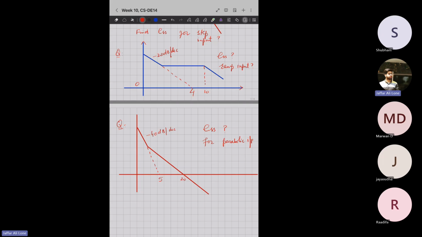Radhifa, join now. You're late today, and we have already solved some questions. So everyone, please solve this question. What did you get as the answer for the steady state error for ramp input? 0.0625. Let me check.